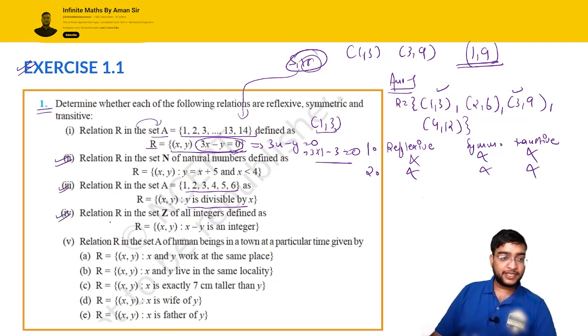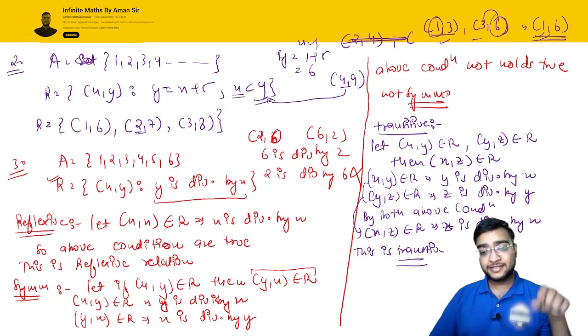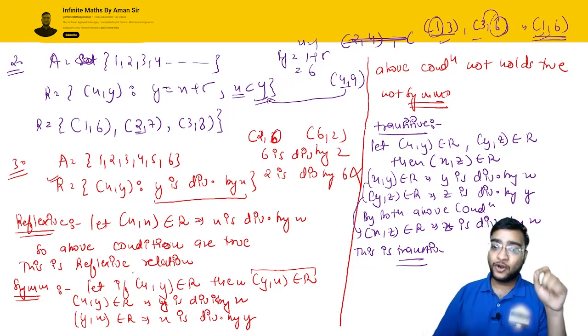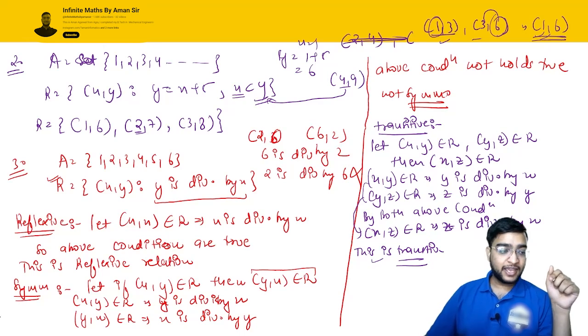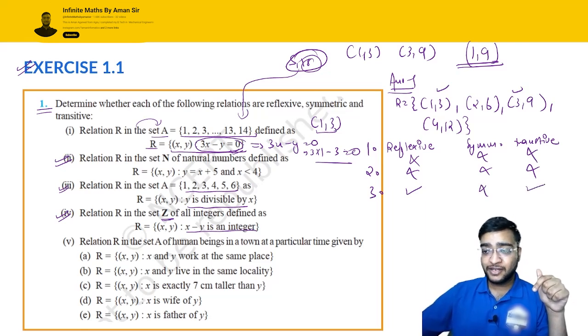That is a relation R in the set of all integers defined as x minus y is an integer. Let's see, I can say the set of all integers, for all integers. Students, in the third question, what result did we come out with? The relation is reflexive, not symmetric, but transitive. So for the third question, is it a reflexive relation? Yes. Is this a symmetric relation? No. Is this transitive? You can say yes.